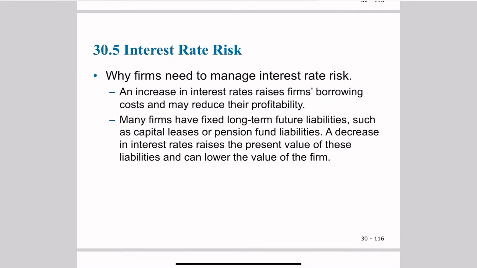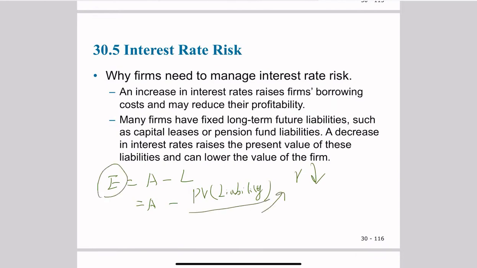To understand this, we know that a firm's equity value equals its market value of assets minus its market value of debt. And we know that debt is essentially the discounted value of future liabilities, right? If the interest rate decreases, then the discounted value of these liabilities will increase, which means the firm's equity value will decrease, right? So you can see that a decrease in interest rate will also hurt a firm by decreasing its value of equity.